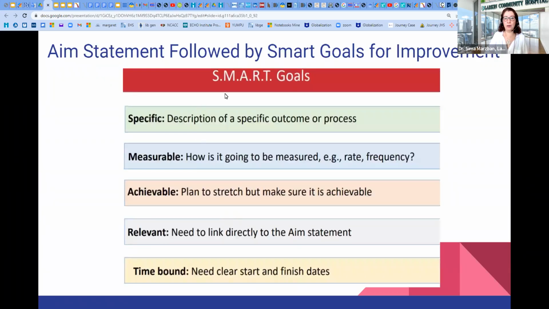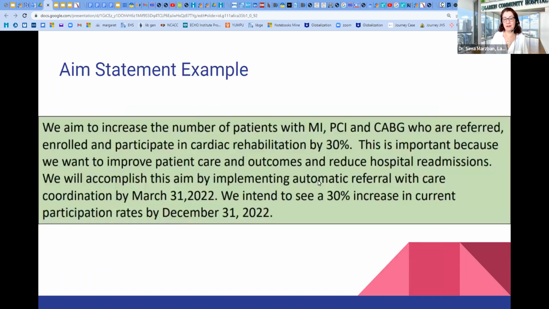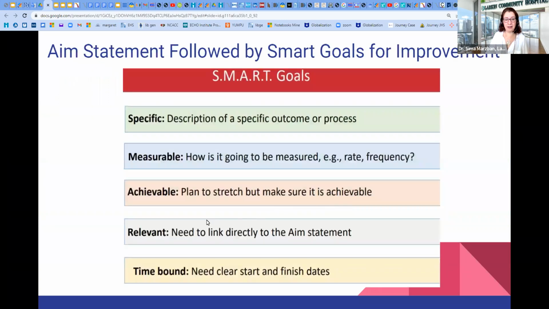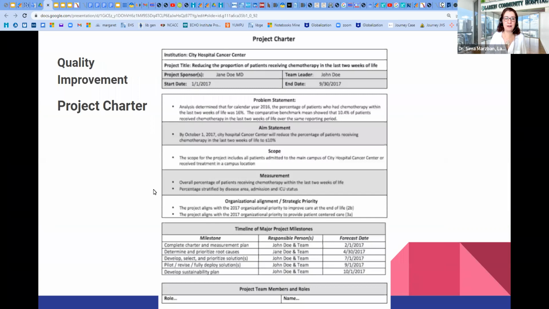Let us review what SMART goals are. SMART goals are specific, measurable, achievable or attainable, relevant, and time-bound. So the goals of the aim should be measurable, time-bound, and achievable, something realistic. Okay. We will include all of those items in the project charter.